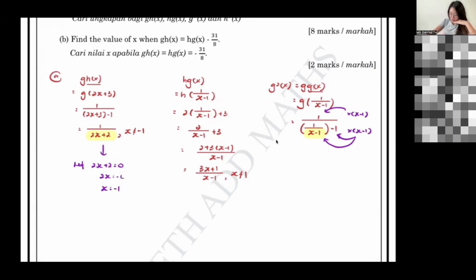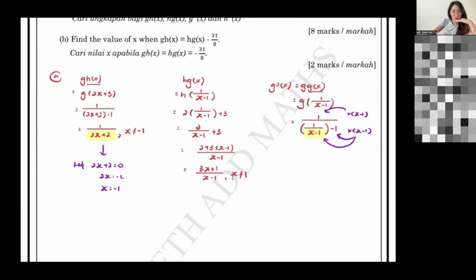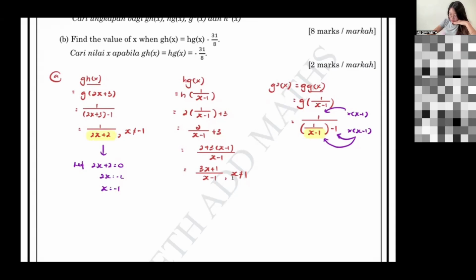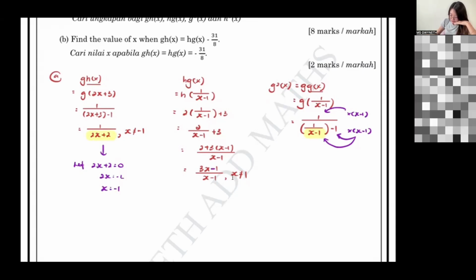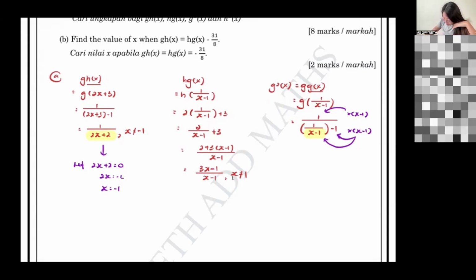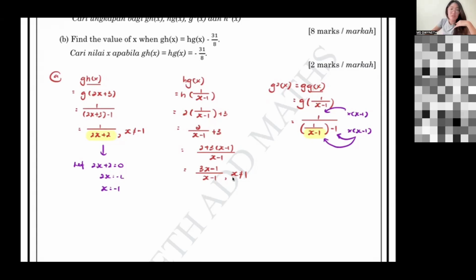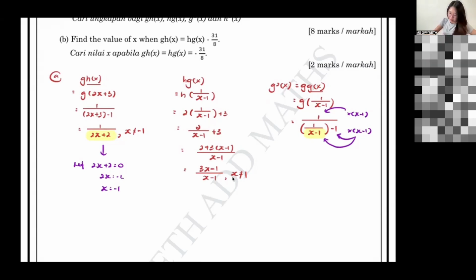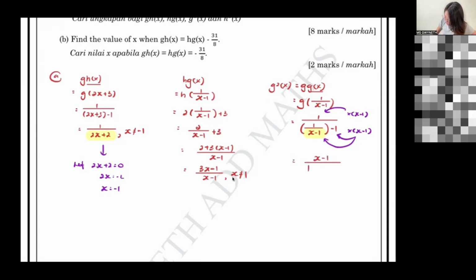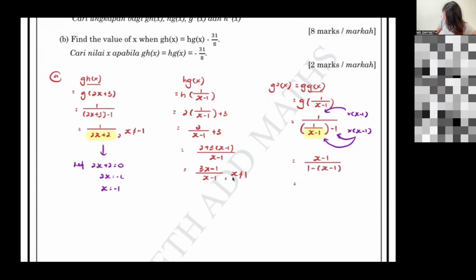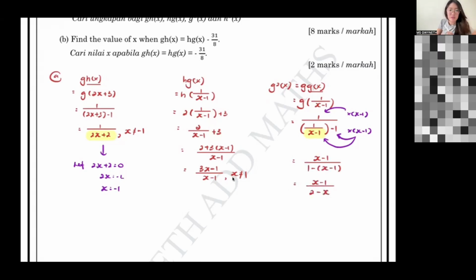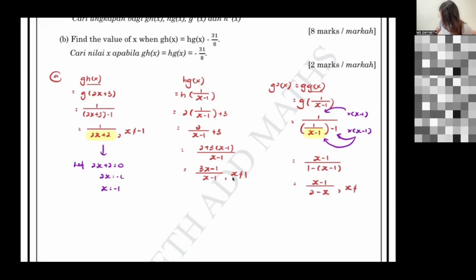X minus 1. Yeah, this is minus. 3x minus 3, yes. Negative 1, correct. Then after that, this is x minus 1, and this is 1 minus x minus 1. So x minus 1 over 2 minus x. So x cannot be 2.